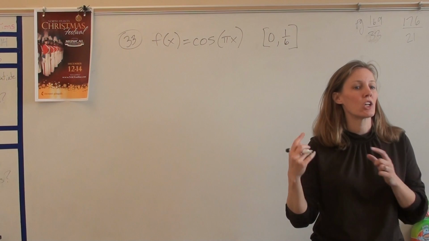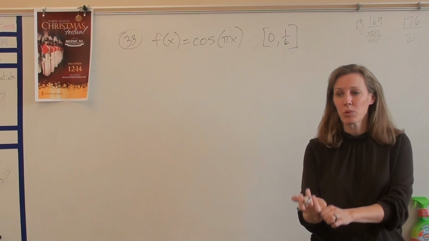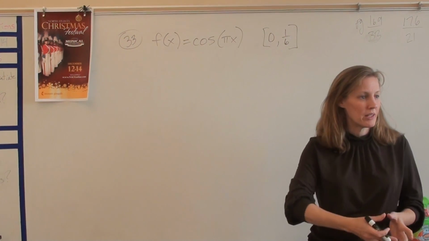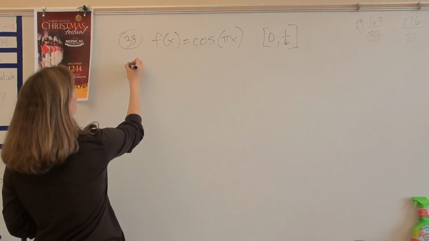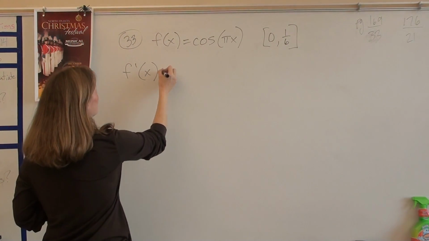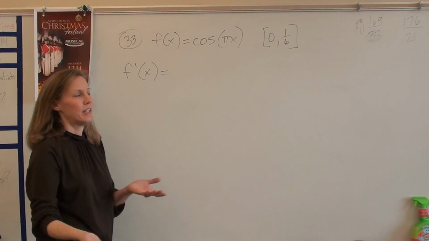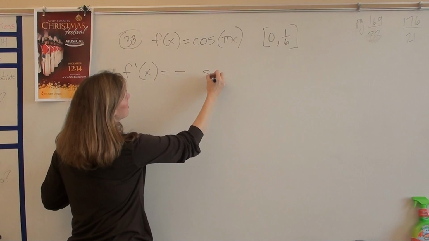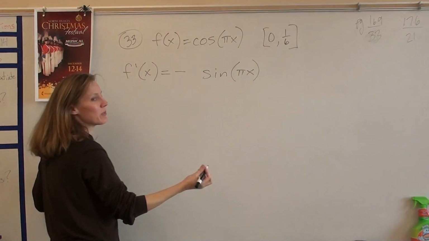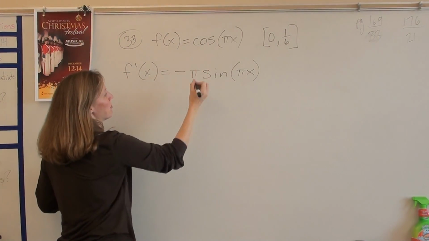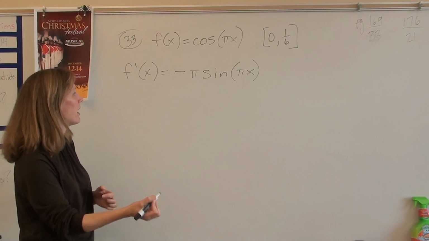Absolute extrema on a closed interval, you find your critical numbers and then you test the critical numbers and the endpoints by plugging them into the original function. So, first thing we have to do is find f prime. So what is the derivative of cosine? Negative sine. And so I'm going to put a little tiny bit of space because it's negative sine pi x times the derivative of pi x, which is pi. So I'm going to put the pi in front. So we have the derivative is negative pi sine pi x.